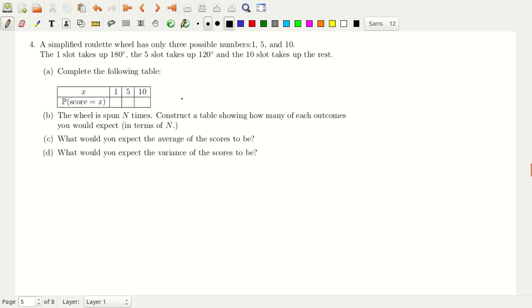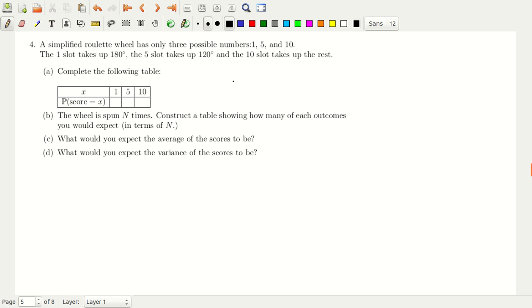Okay, we've got a simplified roulette wheel, and there are only 3 possible numbers on it, 3 possible sections on the wheel. They don't take up equal amounts, so the one labelled with 1 is half the wheel, and 5 is 120 degrees and 10 is the remaining 60 degrees.